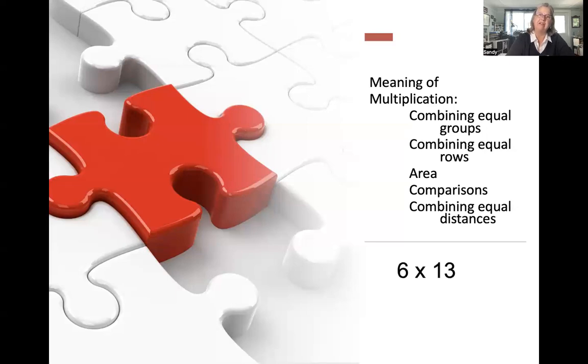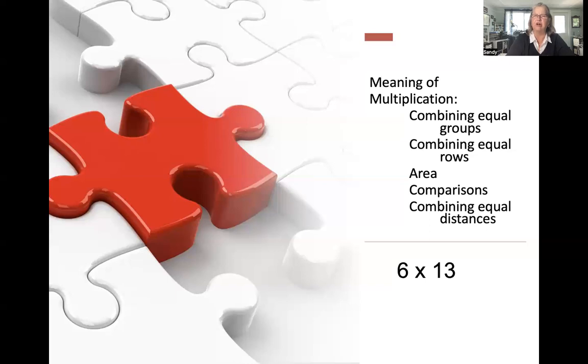So think about this expression. I can read it as 6 groups of 13. Think of the imagery and the story problems that could be associated with that. 6 rows of 13, 6 jumps of 13, a rectangle that's 6 by 13, or 6 times as many as 13. See, there's your multiplicative comparison. All of those are ways that I can read these symbols.